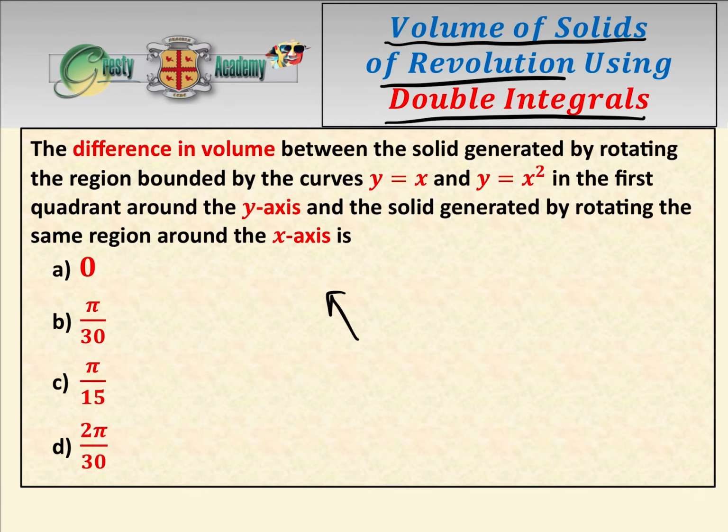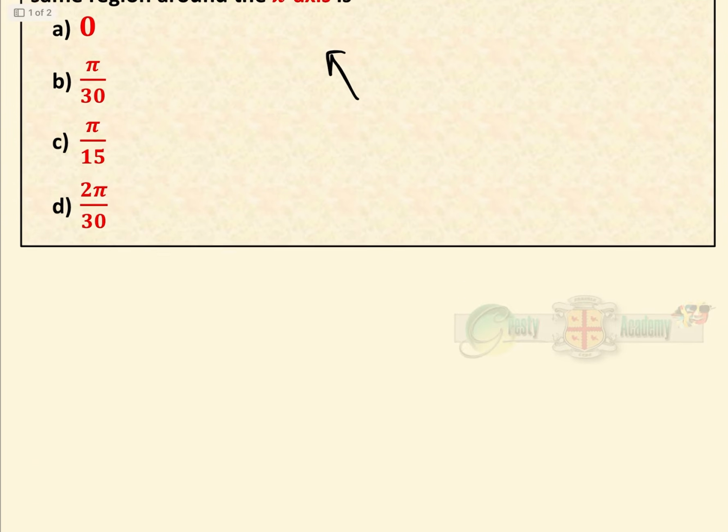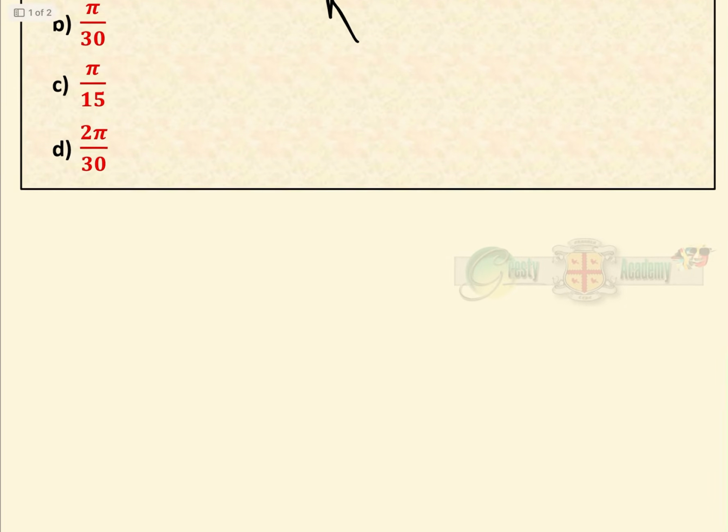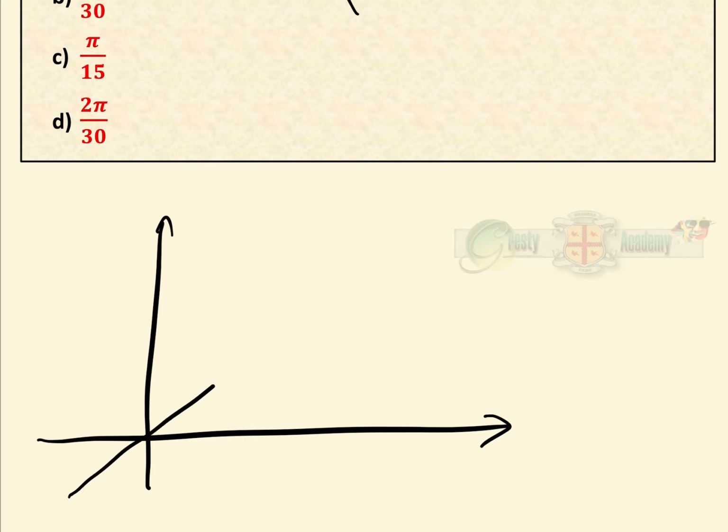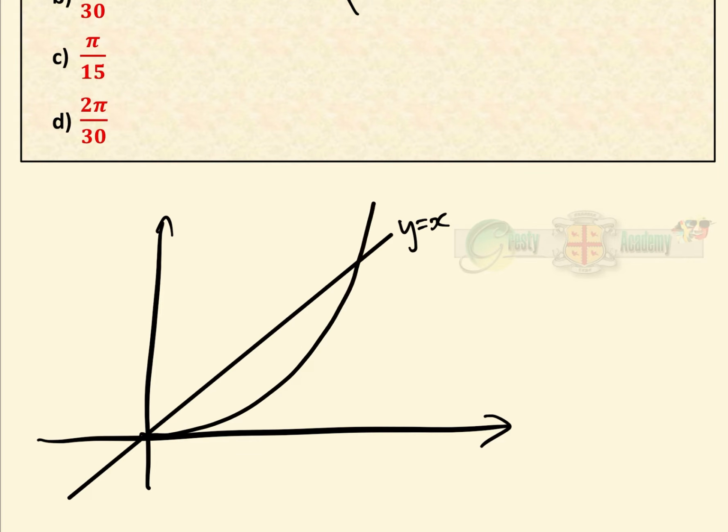But anyway, what we're going to do here is go from first principles on double integrals as to how we can solve this. I know we haven't got room for the question, so basically here is the y-axis and the x-axis. Here is the line y equals x. Here is y equals x squared. And we have this region here, and we have to rotate it around both the x and the y axis, and the question asks what is the difference between those two volumes of solids of revolution.